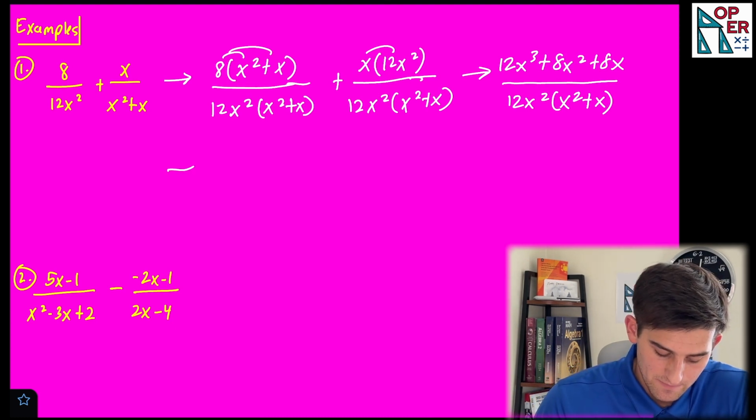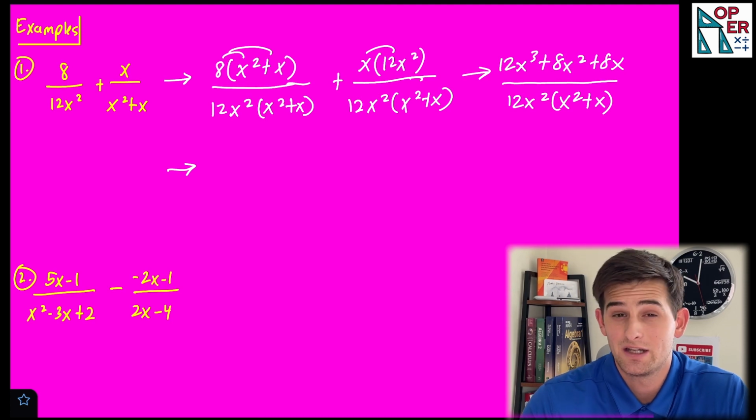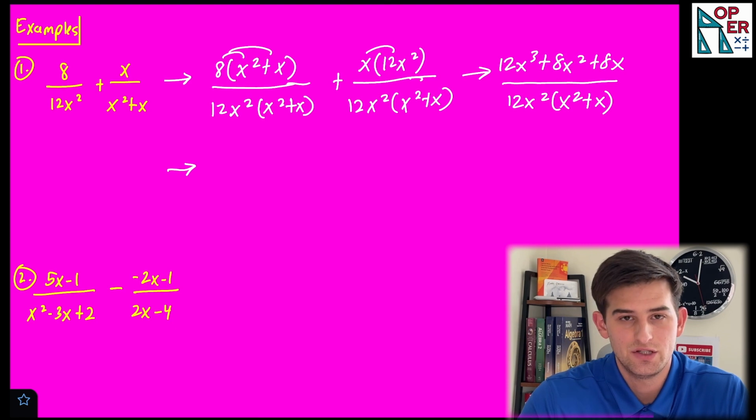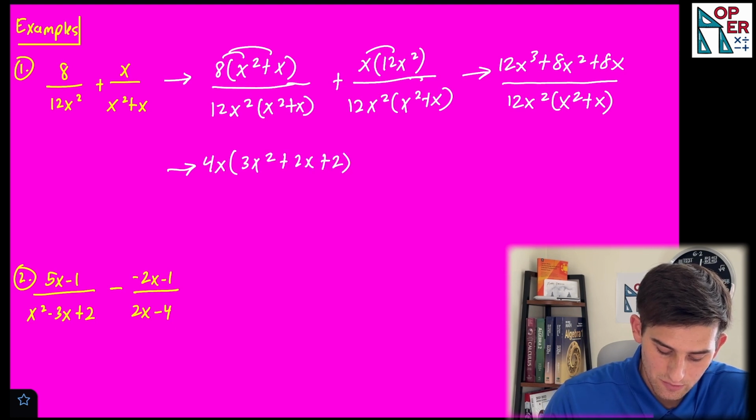So let's come down here, and we notice that we have an x in all three of our terms in the numerator, so we can factor out an x for sure. And our coefficients are 12, 8, and 8, so the GCF there would be 4. So let's factor out a 4x, and that's going to give us a 3x squared plus 2x plus 2 in the numerator. And in our denominator, we have 12x squared.